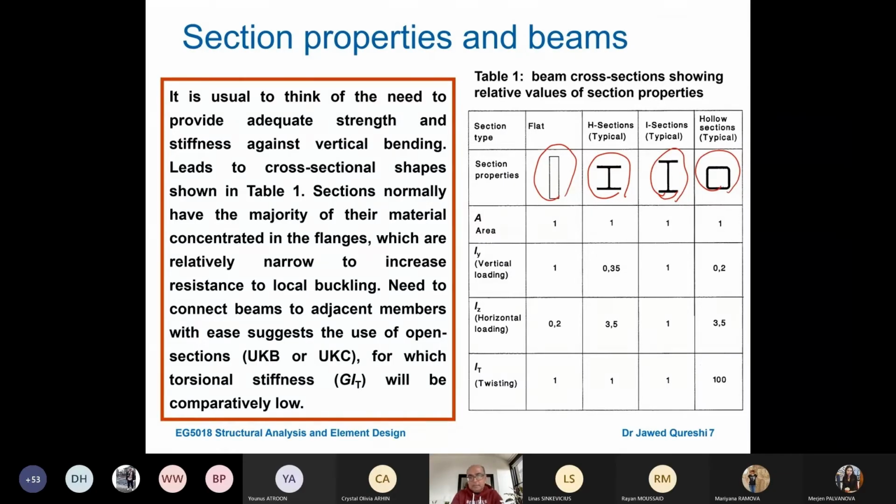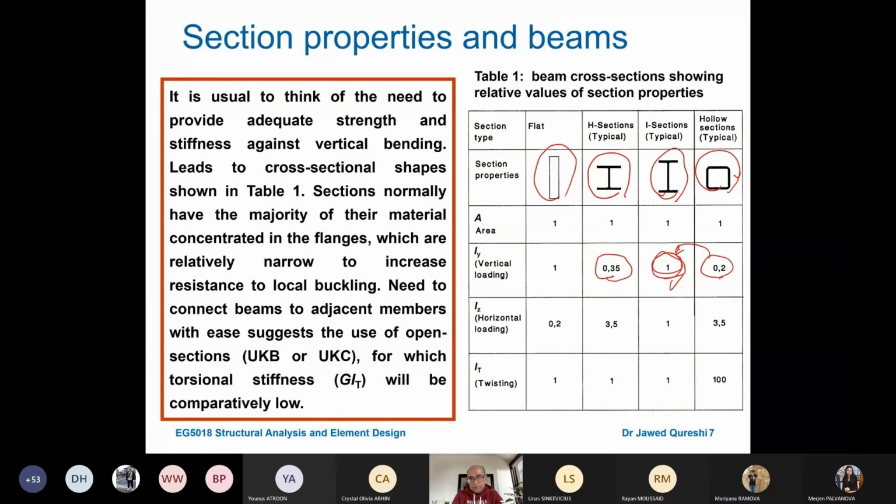And IY means the ability to resist vertical load. The ability to resist vertical load depends on the depth of the section, because second moment of area is equal to BD cubed over 12 for rectangular sections. D has got power 3. So that's the reason we prefer these I sections for beams. H sections, you can see that their vertical load resisting capacity is only 0.35. And for hollow sections, their load resisting capacity is 0.2. I will have to put 5 times more material than I section into this structural hollow section to be able to take similar loading. So that's why I sections are very economical in terms of resisting vertical loading.